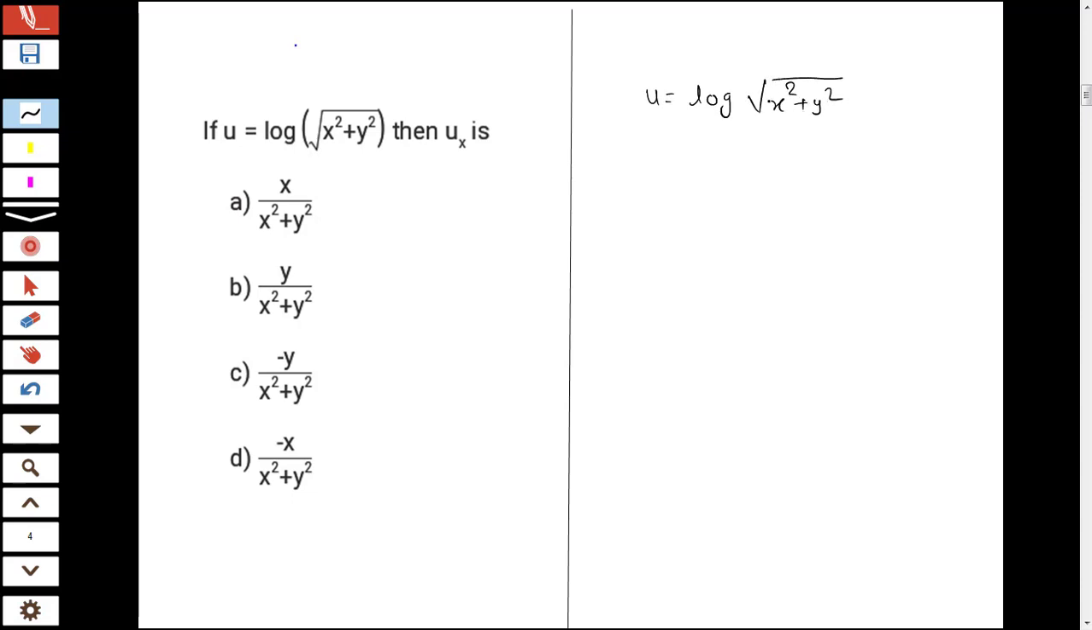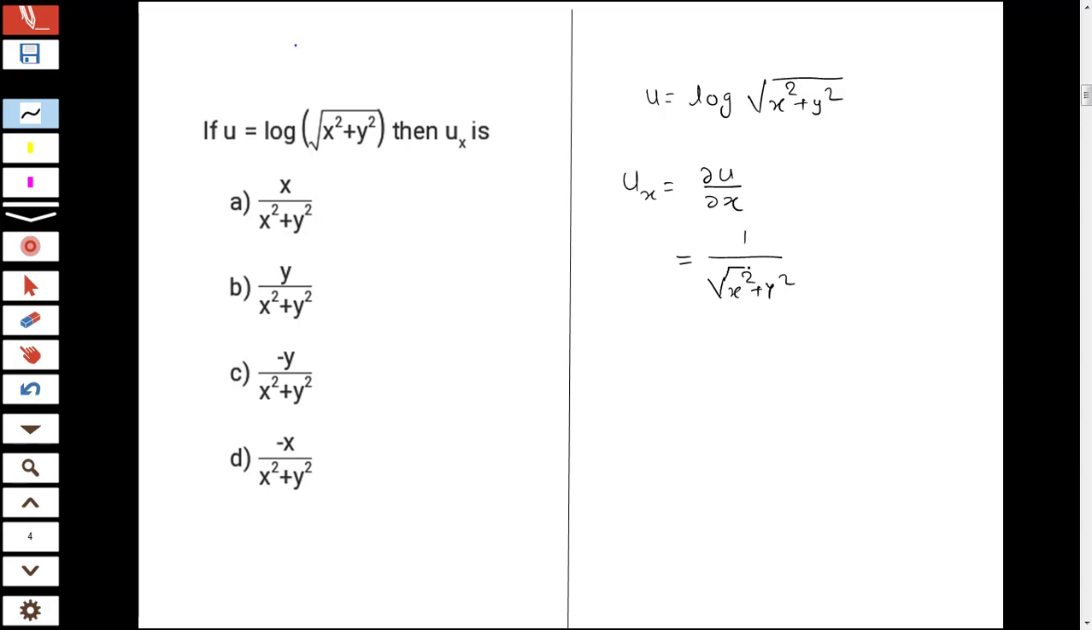Now again you can see that x and y are two independent variables. And the question is about u suffix x, and that u suffix x means what? Dabba u by dabba x. So taking derivative with respect to x, treating y constant. So initially the basic formula of log, its derivative is 1 upon under root x square plus y square.